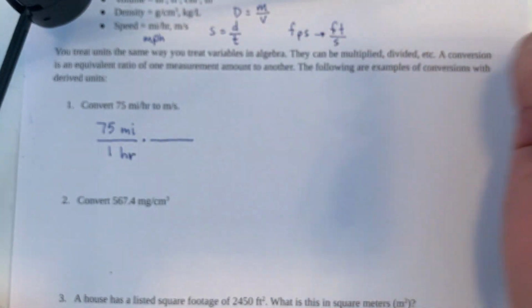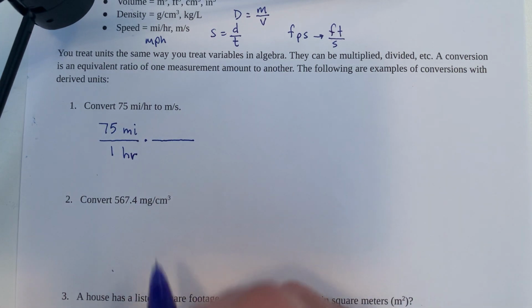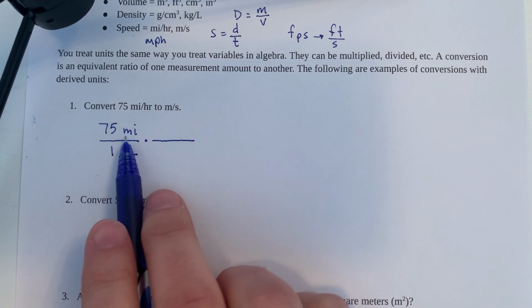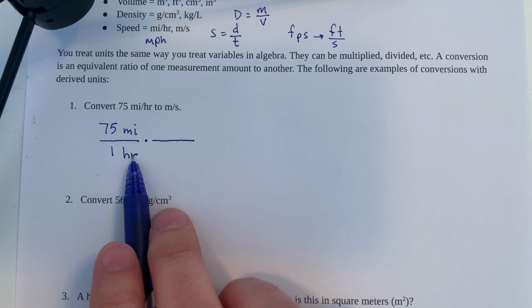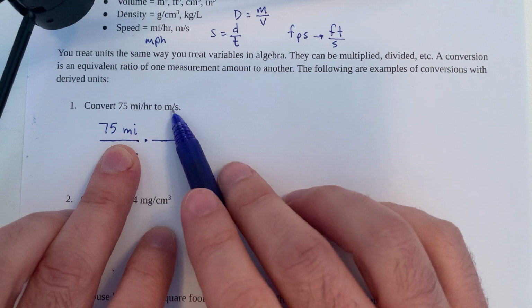So, sorry, it's getting blurry. There we go. Okay, so I'm going to do miles first. I'm just going to ignore my hours here for a second, okay? So I'm just pretending this isn't here. I'm going to do miles. So I want to get miles into meters.